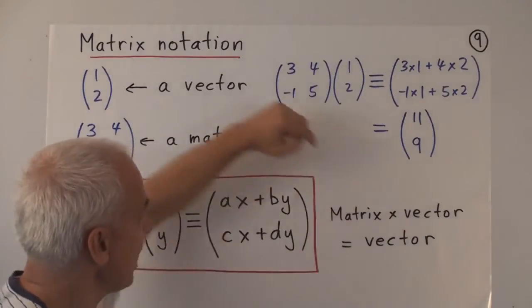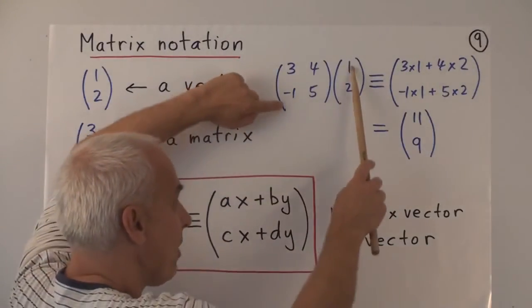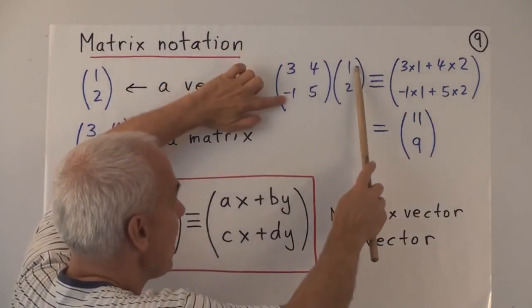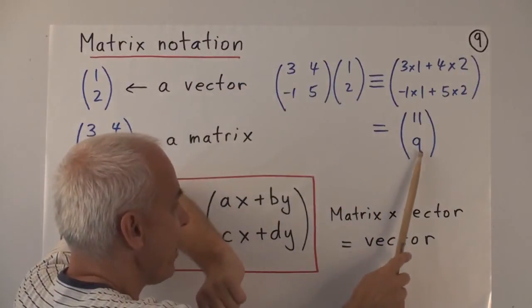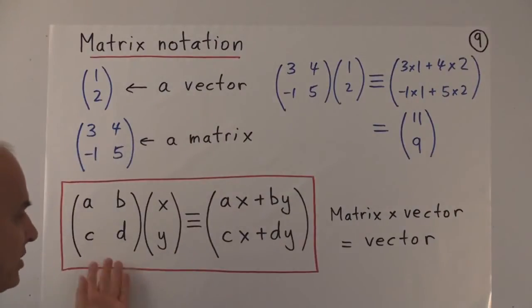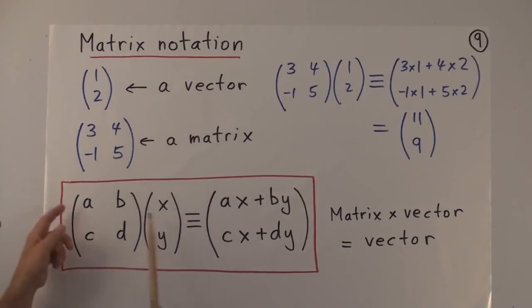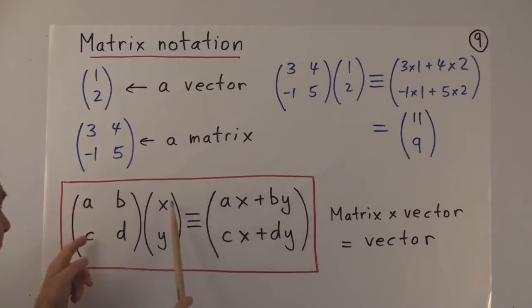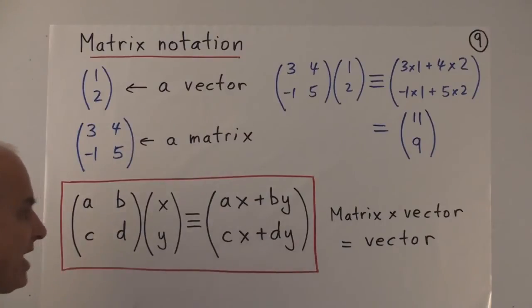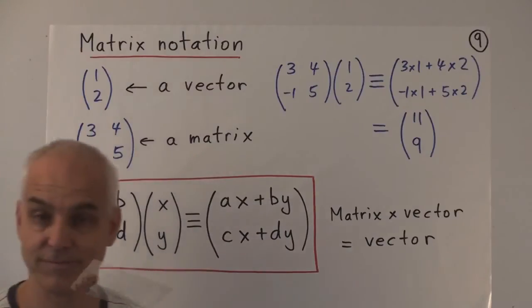And the second entry here is obtained by taking the second row of the matrix and also multiplying it by this column. Namely, minus 1 times 1 plus 5 times 2. That's minus 1 plus 10, that's 9. Here's the general formulation, which maybe is a little bit easier to see. We have a matrix A, B, C, D on the left, a column vector X, Y on the right, and we agree that this product is A times X plus B times Y, that's the first entry, and C times X plus D times Y, that's the second entry. So a matrix times a vector or column vector is another column vector.